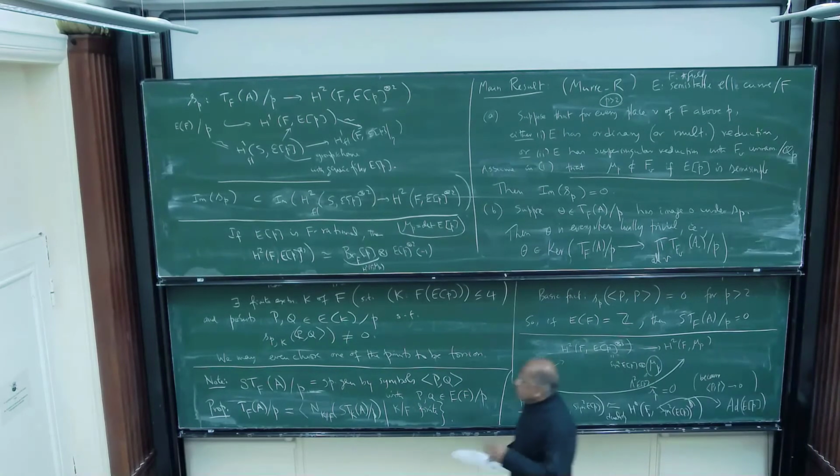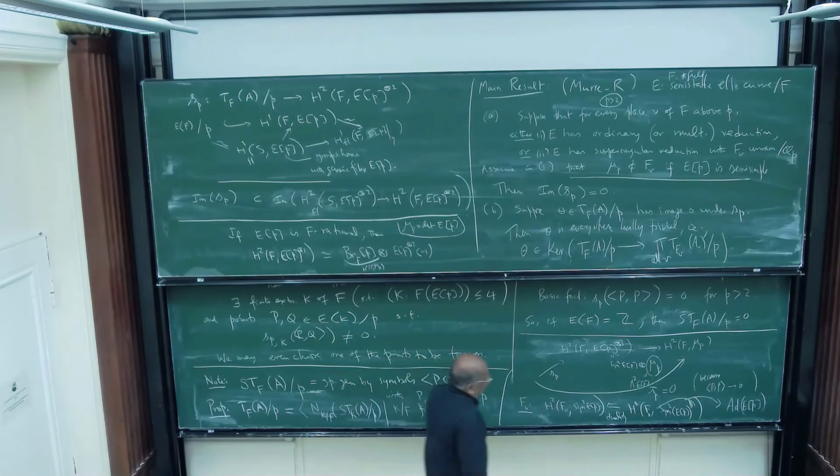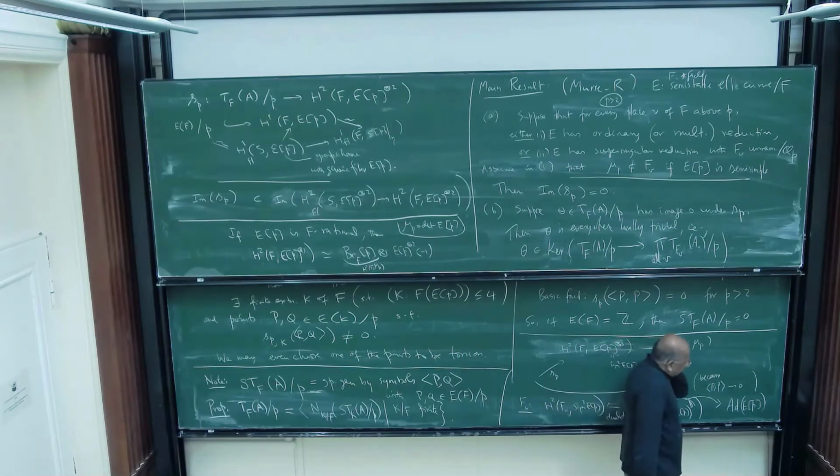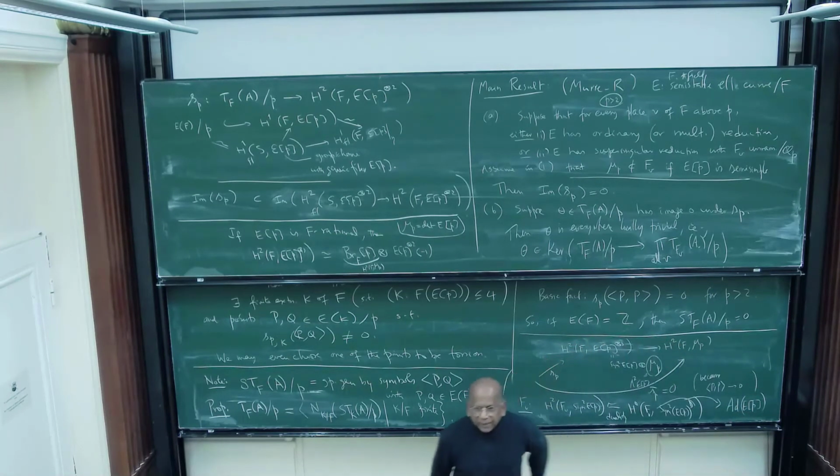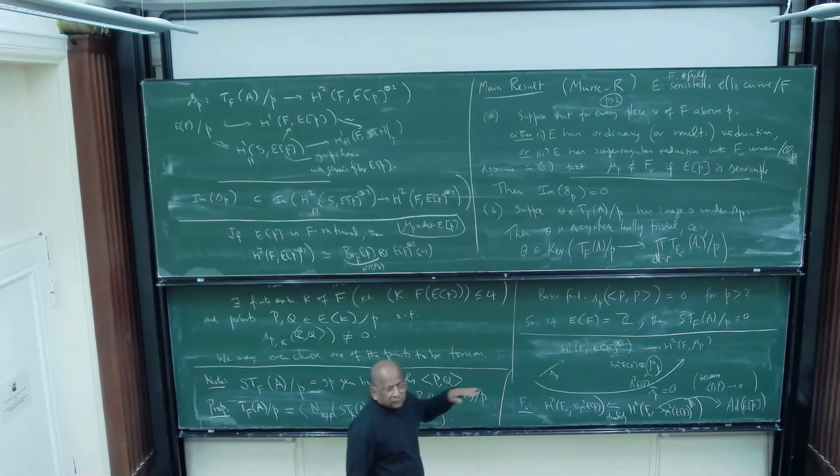So what happens in the supersingular case is that, whenever the representation E_P is irreducible, this adjoint cannot have any Galois invariants. So that's what happens in the supersingular case if the field is unramified.